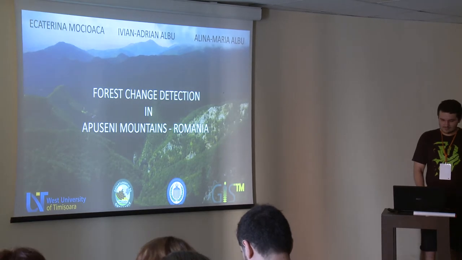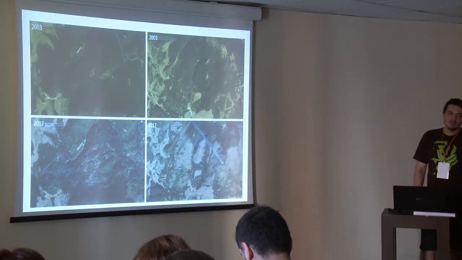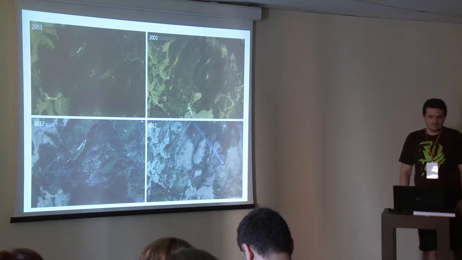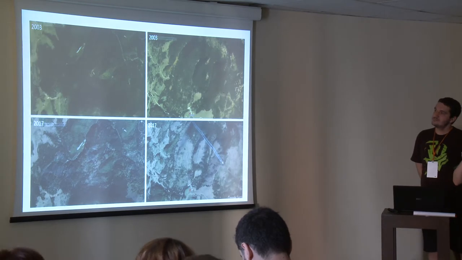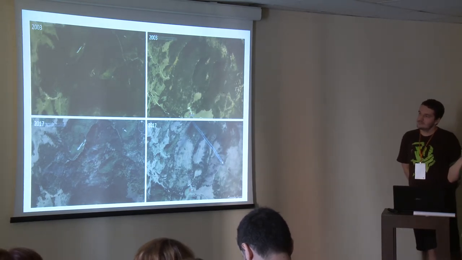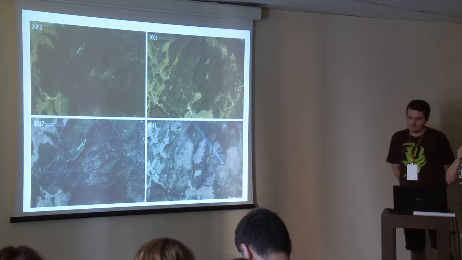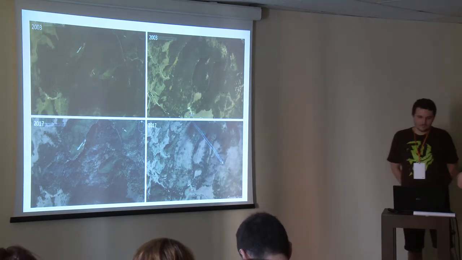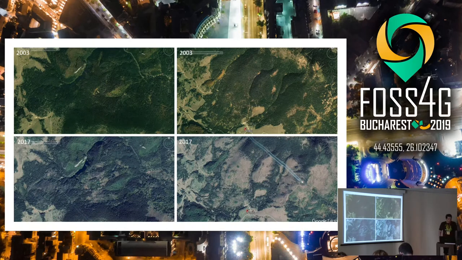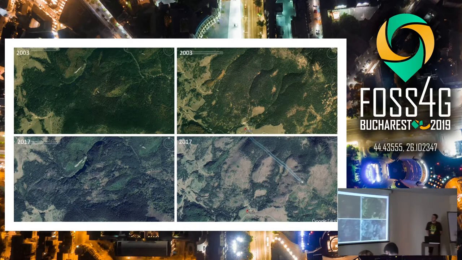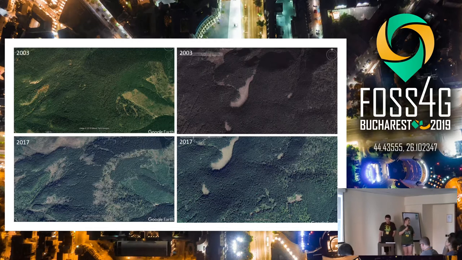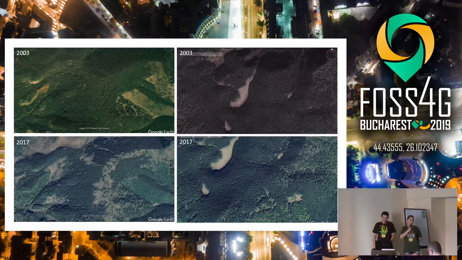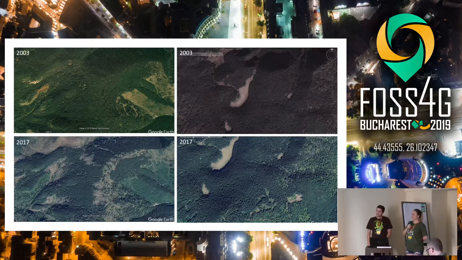Okay, so our motivation came from this one. As you can see, these are simple print screens from Google Earth in the Apuseni Mountains, and you can clearly, with the naked eye, see the forest loss between 2003 and 2017. So this is a situation that should be international.